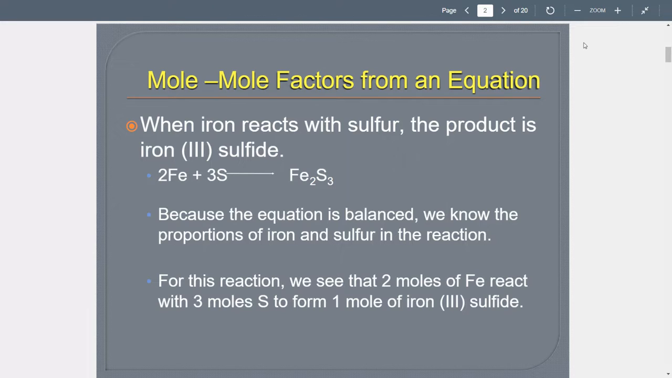an equation is balanced. That's always been a thing, but now especially because you're going to start using the coefficients to be able to convert with mole ratios. And if it's not balanced, it's going to be incorrect. So always double check that your equation's balanced so that your mole ratios are correct. Okay, so here's my mole ratio. Essentially, it's a 2 to 3 ratio when I'm looking at iron and sulfur. So I have 2 moles and 3 moles, and it gives me 1 mole of iron 3 sulfide.